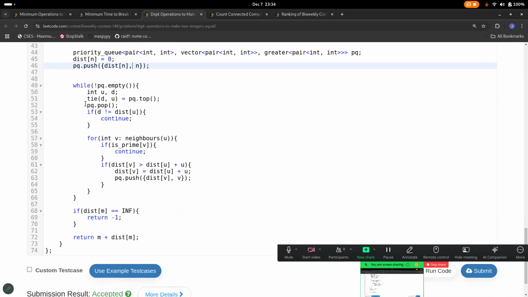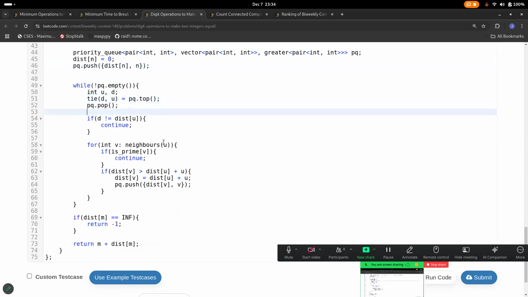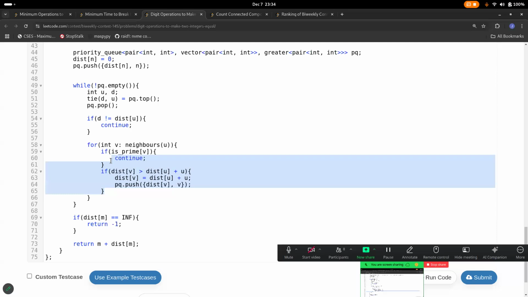And then while our priority queue has some node in it, we take the node with the least distance from the start node, which has say a distance of u. Now, because of this particular implementation, it may have happened that the distance of u has been updated and the distance with which we pushed this node into the priority queue is no longer valid.